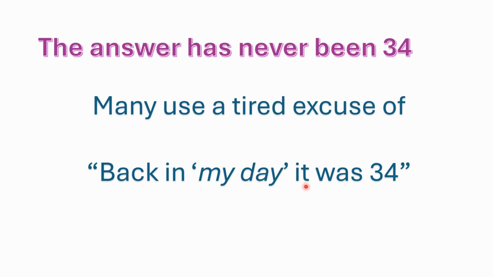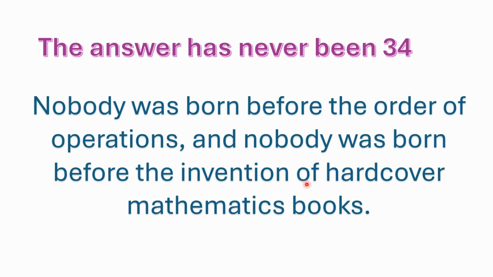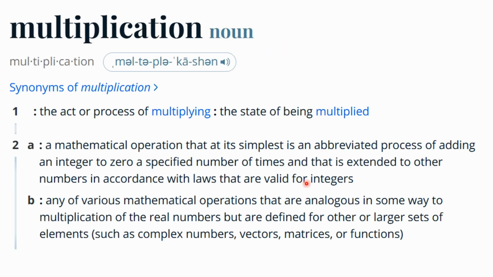Then the other incorrect answer we talked about was 34. 34 is obviously wrong. All right. Now, it's never been 34, but I will still hear a lot of people use this tired excuse of back in my day, it was 34. And that's a very common excuse that people use who forgot or basically never paid attention. But the truth is, nobody was born before the order of operations, and nobody here was born before the invention of hardcover mathematics books.